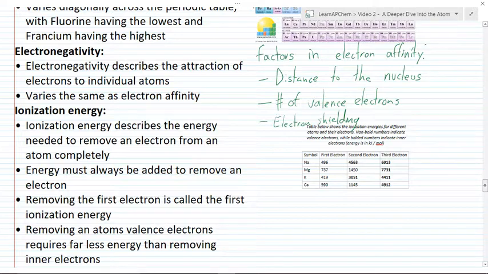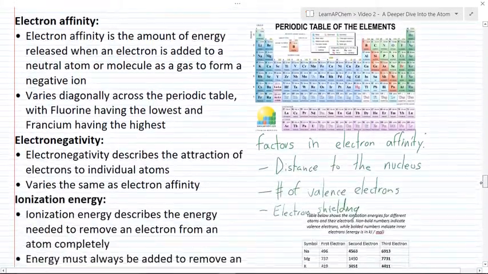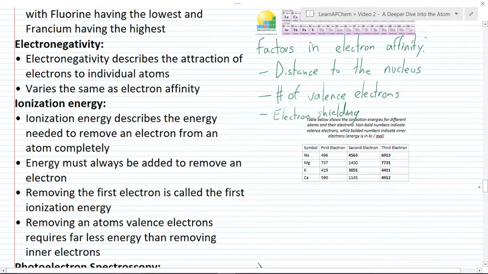Ionization energy is basically the opposite of electron affinity. With electron affinity, we're adding electrons to our atom. For ionization energy, we're simply taking electrons away, so we're removing an electron completely.